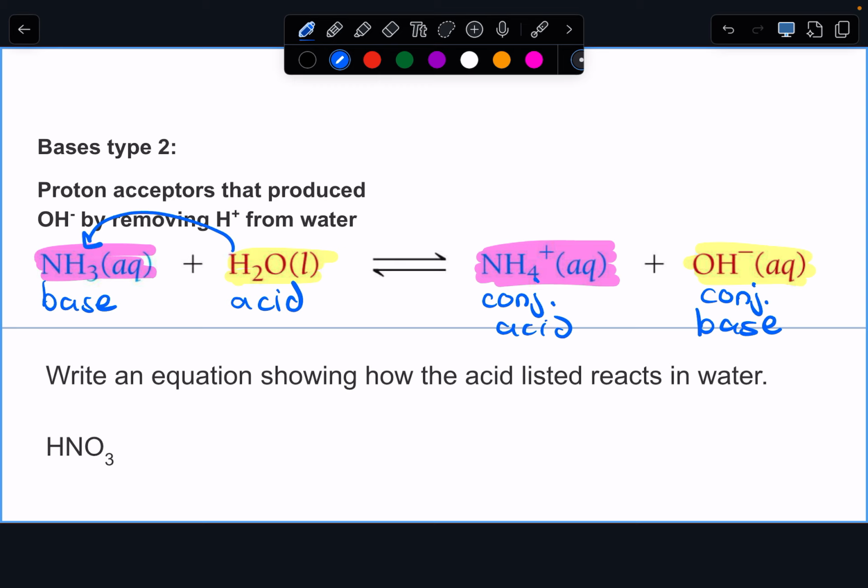So if we think of the reverse reaction, if we think of the reverse reaction, NH4, when it turns into NH3, it donated a proton to get there. So it is acting as an acid in this direction. Okay, that's why we call it the conjugate acid. Same thing with the base. OH minus is going to accept that proton and turn into water, so it is acting as a base in this direction.